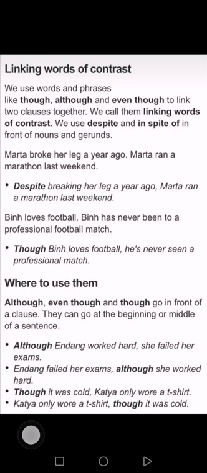Like, though it was cold, Katie only wore a t-shirt. Katie only wore a t-shirt though it was cold. In these sentences we see though at the beginning of the sentence, and we see though in the middle of the sentence.